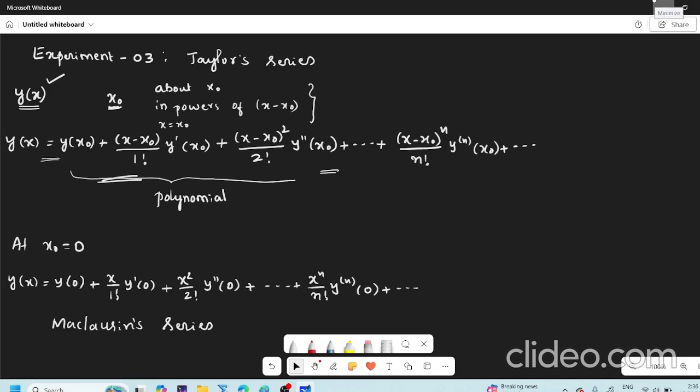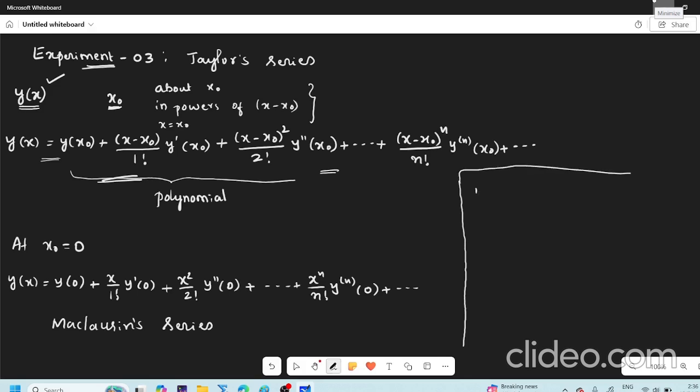In the next part, we shall discuss how to obtain the Taylor series expansion by Python, that is, how to write the Python code to obtain the Taylor series expansion of the given function. That is our task in this experiment. If you look into the procedure, let me write here what steps we have to follow to write the code for the Taylor series expansion. First, you have to define library functions.